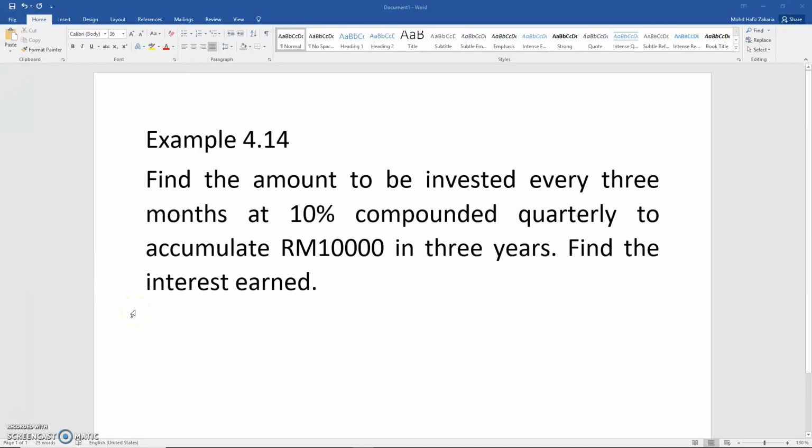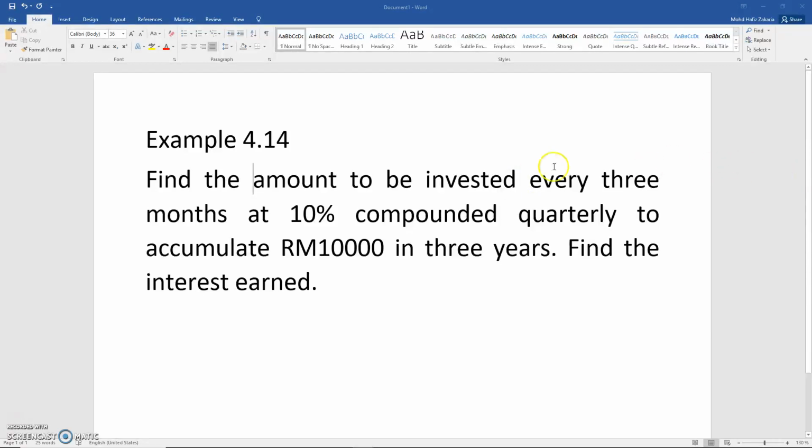Find the amount to be invested every 3 months at 10% compounded quarterly to accumulate to 10,000 in 3 years, and then find the interest earned. So basically the question wants us to find the amount to be invested. Or in other words, what is the value of R? What is the equal amount to be invested every 3 months?